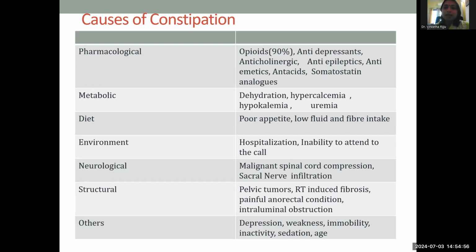Sometimes it can cause dryness, and that itself can worsen the constipation. So it's like a double-edged sword, right? You just have to be careful enough to balance it. Now, metabolic, like you rightly said, there is hypokalemia, also hypercalcemia and uremia, apart from dehydration. Now, diet, yes, poor appetite, low fluid and low fiber intake.